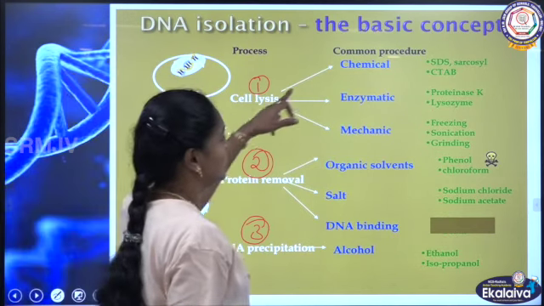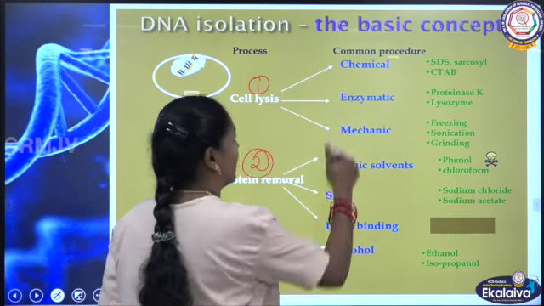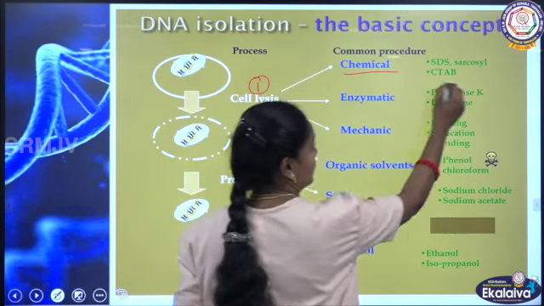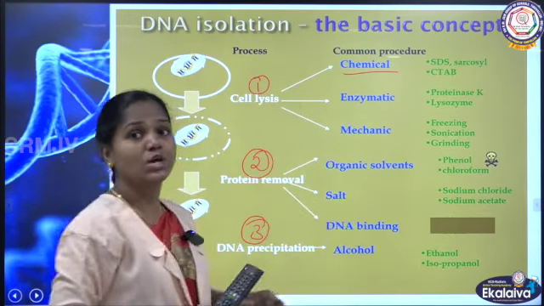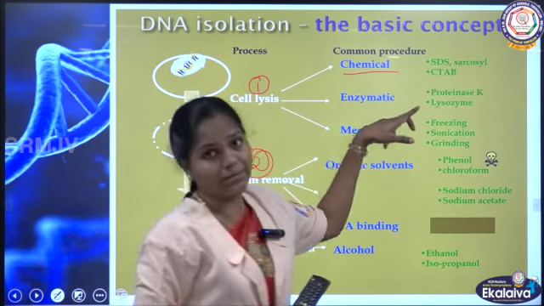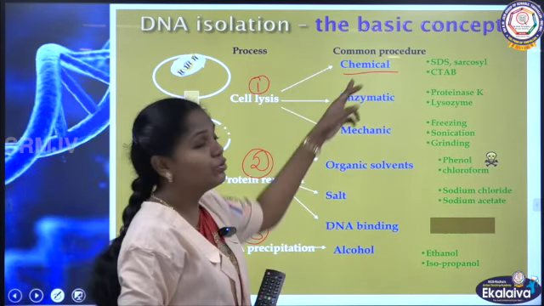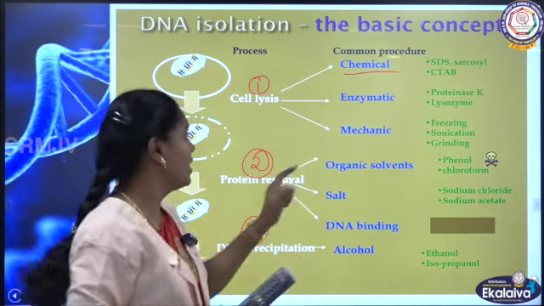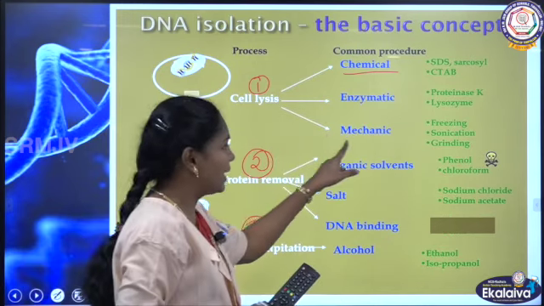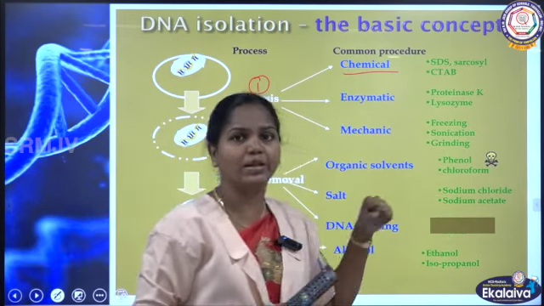So cell lysis, you can do it by any one of these methods. Cells can be chemically lysed using chemicals like SDS, sodium dodecyl sulfate, then sarcosyl and CTAB. All these solutions can be used to lyse our cell. Then enzymatic, with the help of some enzymes, and mechanically it can be lysed by grinding usually.